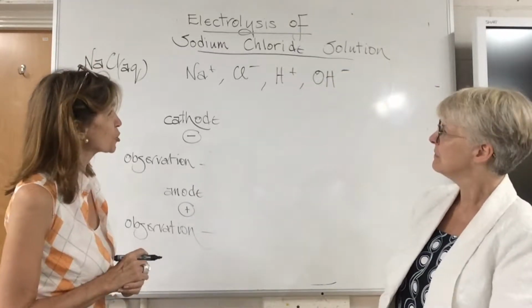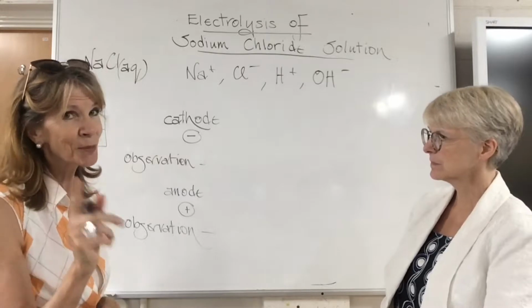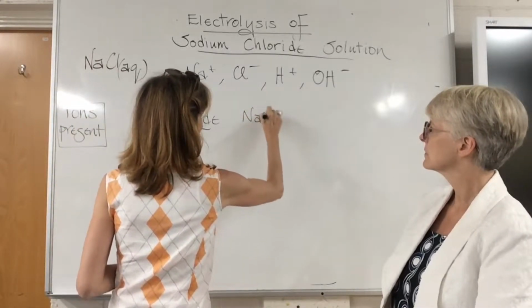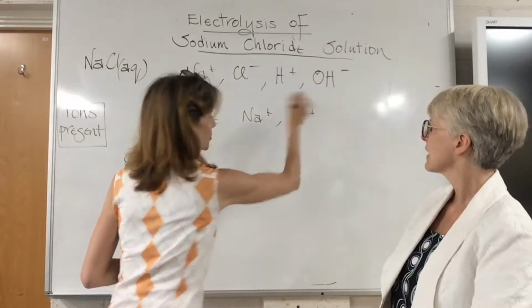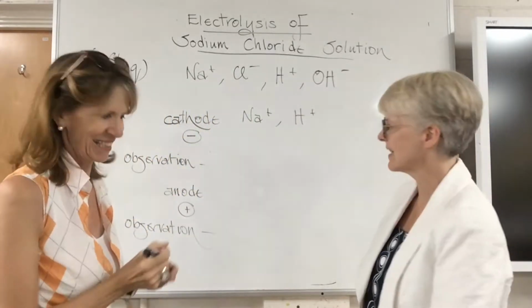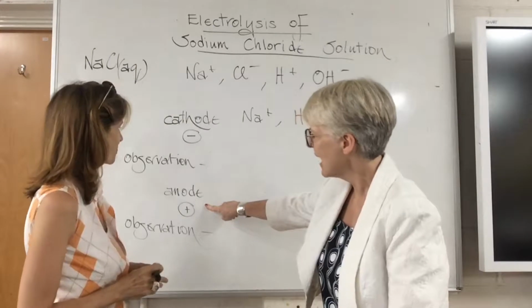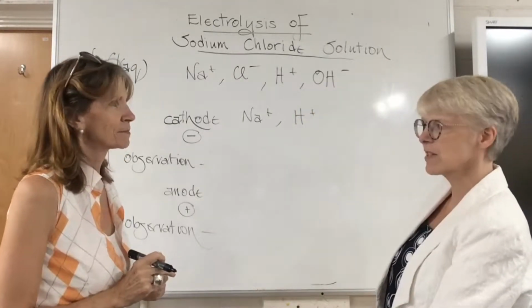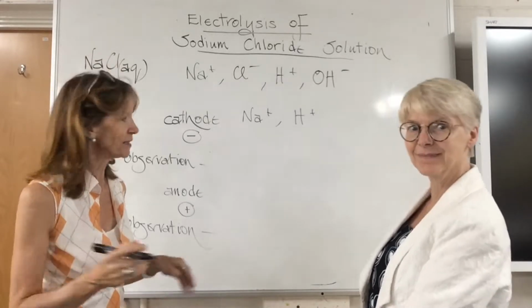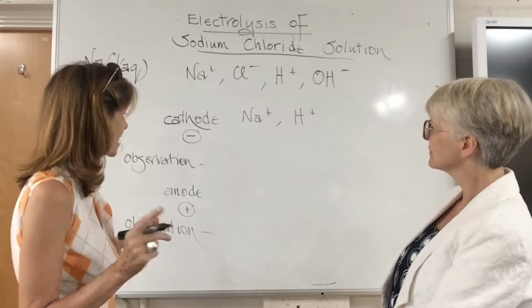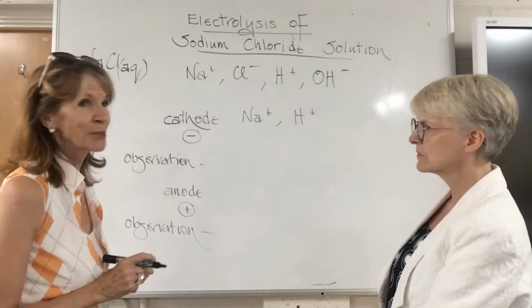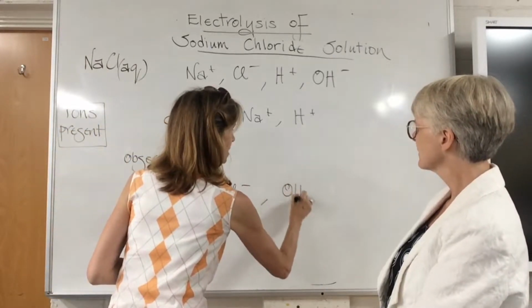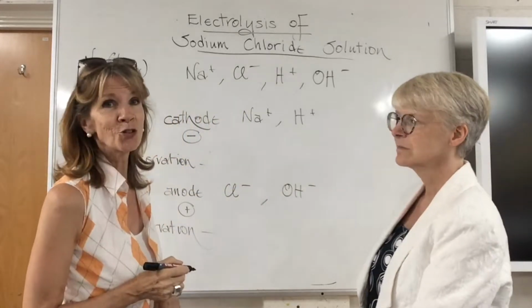Well, they will attract the cations. You remember that expression? Na+ and H+, Dr. Bourne. Excellent, that's getting easier now. Now we've got to think about the positive anode. So which ions are going to be attracted to the positive anode? Again, it will be the anions, and the anions are negative. So you're going to be dealing with Cl- and OH-, otherwise known as hydroxide.